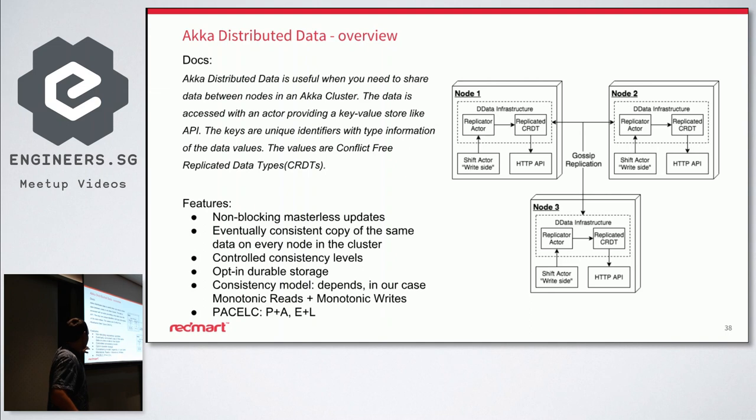So consistency model, I'm not so sure about this. I just made it up, but it looks like in our case, because we use read local and write majority, it sounds like monotonic reads and monotonic writes, which basically means that if you write something on node one, your next read will return this particular value. On another node, it might return some previous value or current value. It depends on time constraints. In terms of availability and latency, our current setup favors availability and latency.